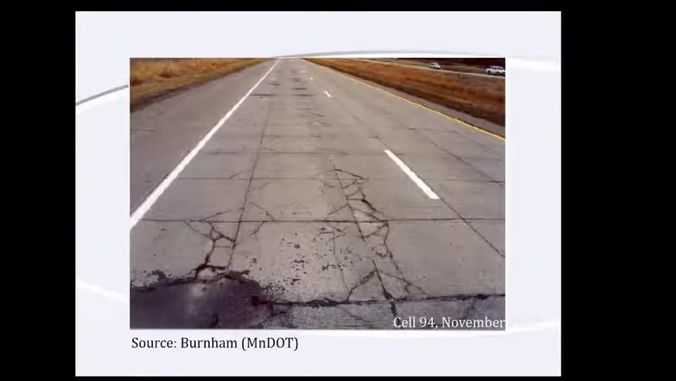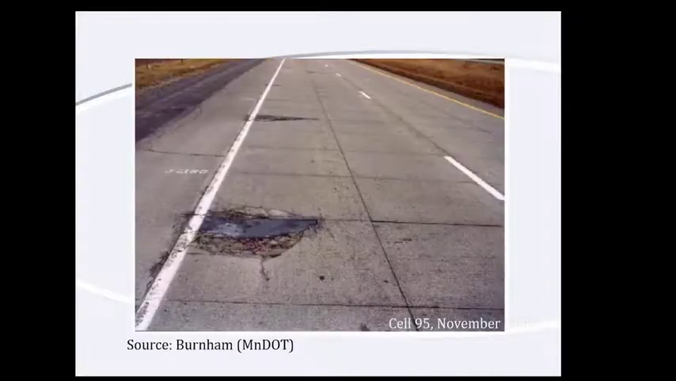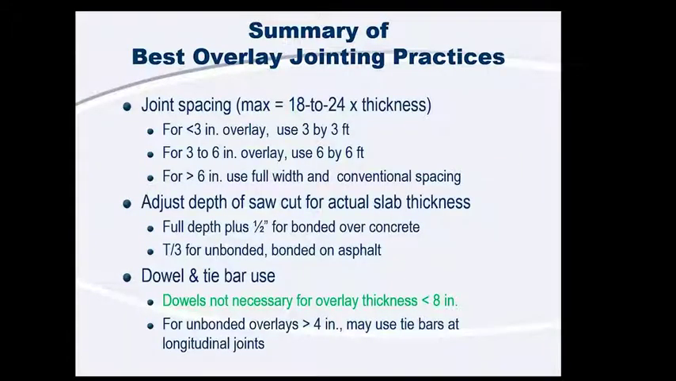To illustrate the idea of having the joints in the wheel path, it can be a bad idea. This is just a picture of one of our overlays that was built in, I believe, Minnesota, and it didn't perform well mainly because those joints were right in the wheel path. Similarly, actually here we had a section that debonded from the asphalt beneath it, and we got some joint deterioration there as well. So some basic overlay jointing practice summaries.